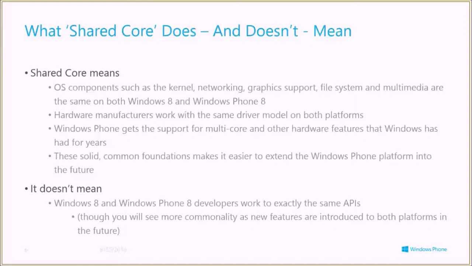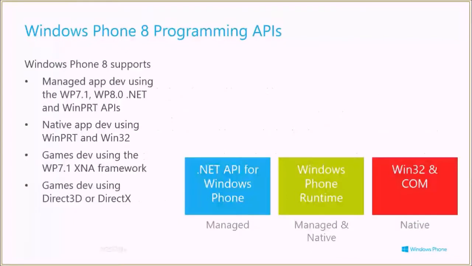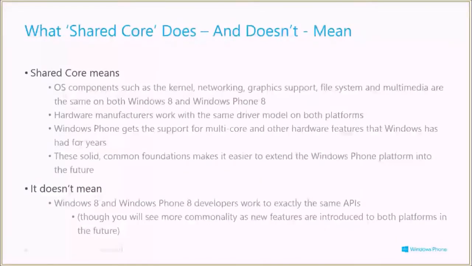The Windows Phone 8 programming APIs. So Windows Phone 8 supports managed applications using the Windows Phone 7.1 and Windows 8.0 .NET and Windows Phone Runtime APIs. We've got native app development using the Windows Phone Runtime and Win32, which is in C++. We've got games development using the XNA framework, which is Windows Phone 7 based on Windows Phone 7.1. We've also got games development using Direct3D or DirectX, which helps you if you are an Android developer or an iOS developer. It helps you a lot porting your applications between Windows Phone and your other platforms.